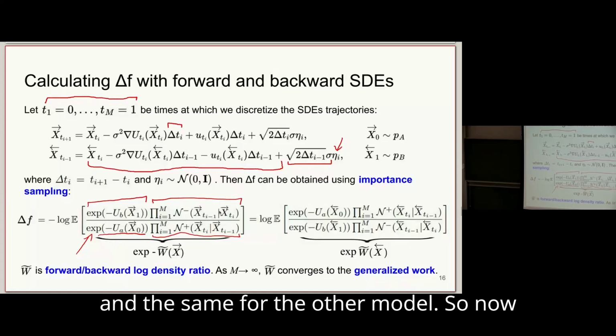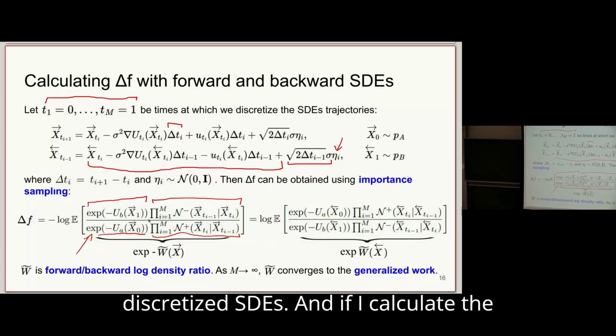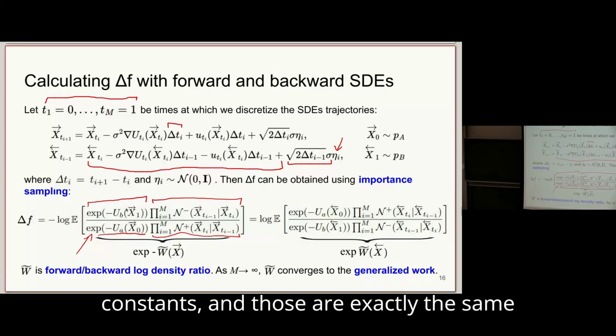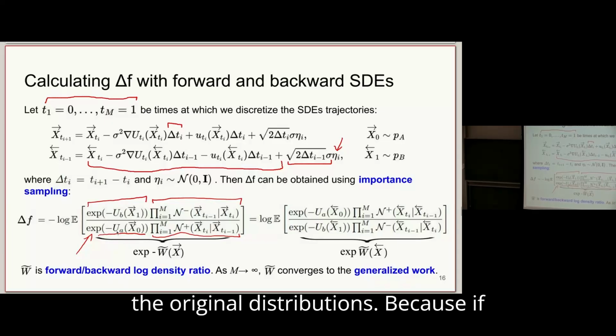And the same for the other model. So now I have these density ratios for the discretized SDEs, and if I calculate the expected value of that, it's going to be the difference between the normalization constants, and those are exactly the same differences in normalization constants of the original distributions. Okay?